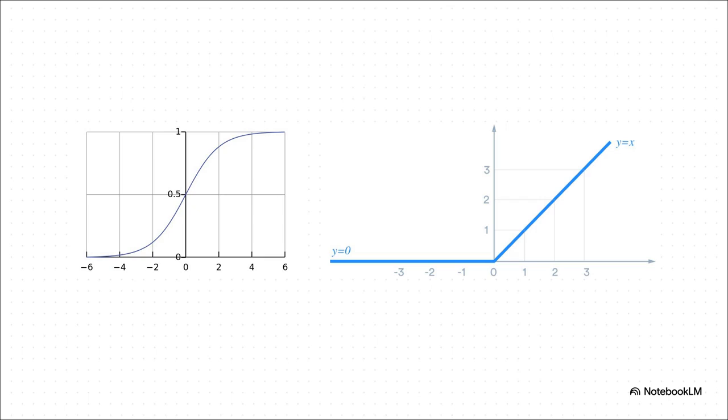The modern solution, on the right, is the ReLU function. It's so much simpler. If the input is negative, the output is zero. If it's positive, you just get a straight line with a constant slope. That simple change keeps the gradient from disappearing and lets us train much, much deeper networks. It was a total game changer.